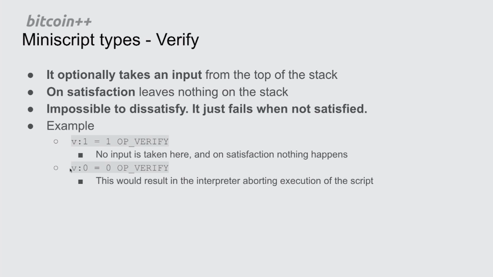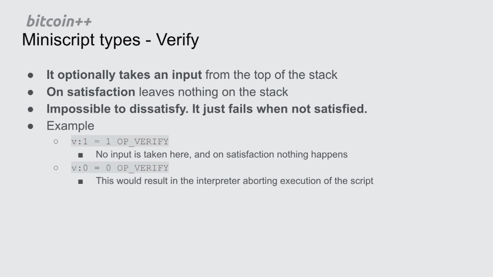So this example of Miniscript, if you try to put it into Rust Bitcoin, it wouldn't actually be allowed through unless you're partially insane. They have these ideas of sanity checks, which is part of the static analysis that I was referring to before. But anyway, if you put 1 auth verify, no input is taken here, and on satisfaction, nothing happens. If you had 0 auth verify, this would result in the interpreter aborting execution of the script, again, because whatever's on the stack needs to be non-zero to be valid for auth verify.